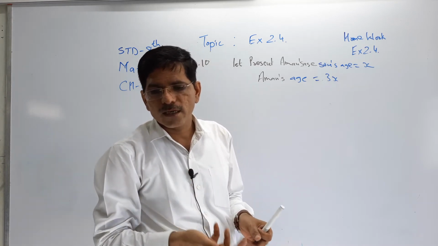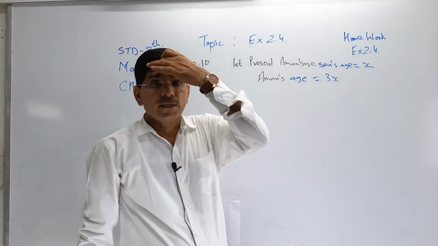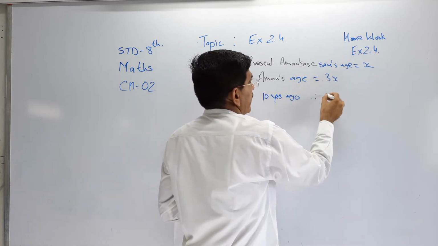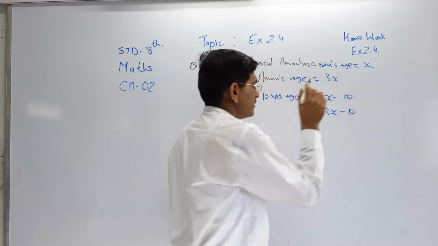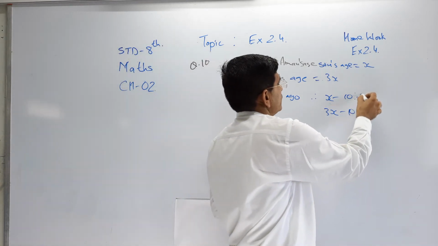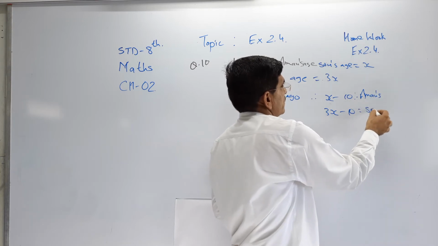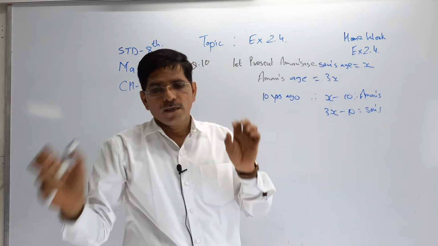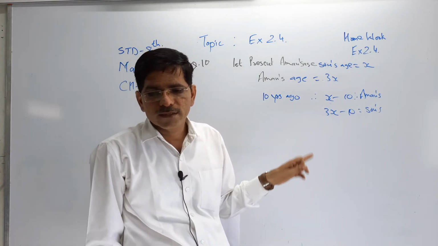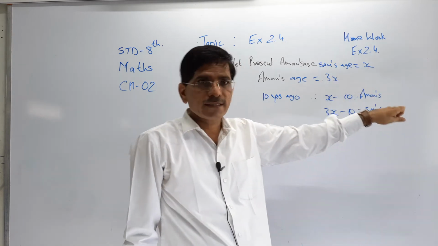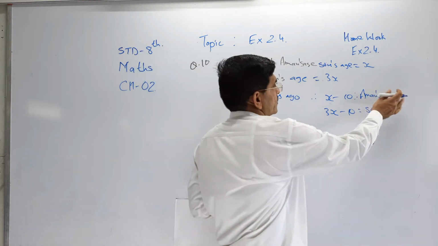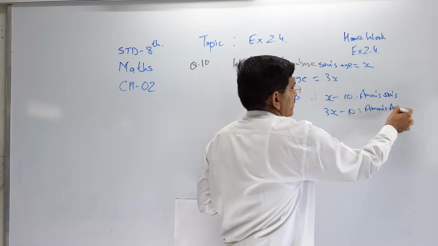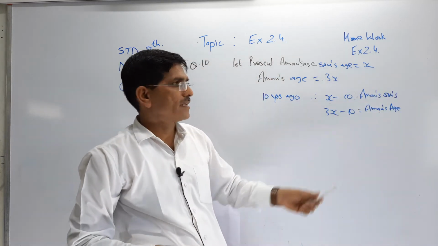Now the question says 10 years ago. What is the meaning of 10 years ago? 10 years ago, Aman's son's age was x minus 10 and Aman's age was 3x minus 10.